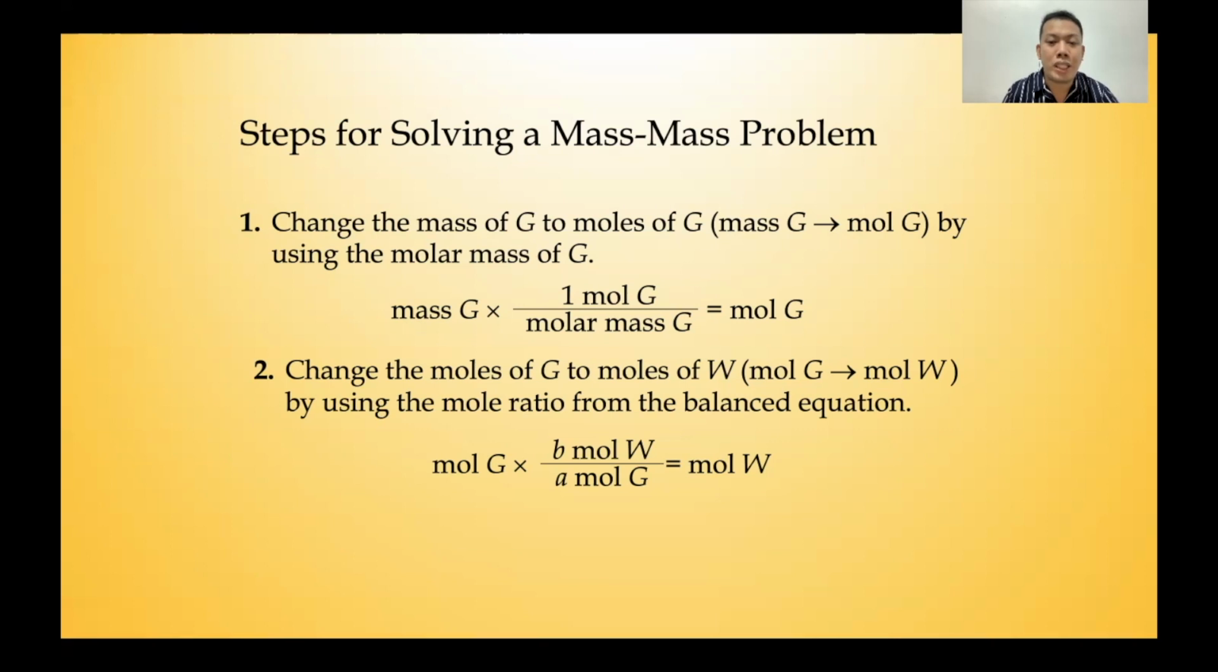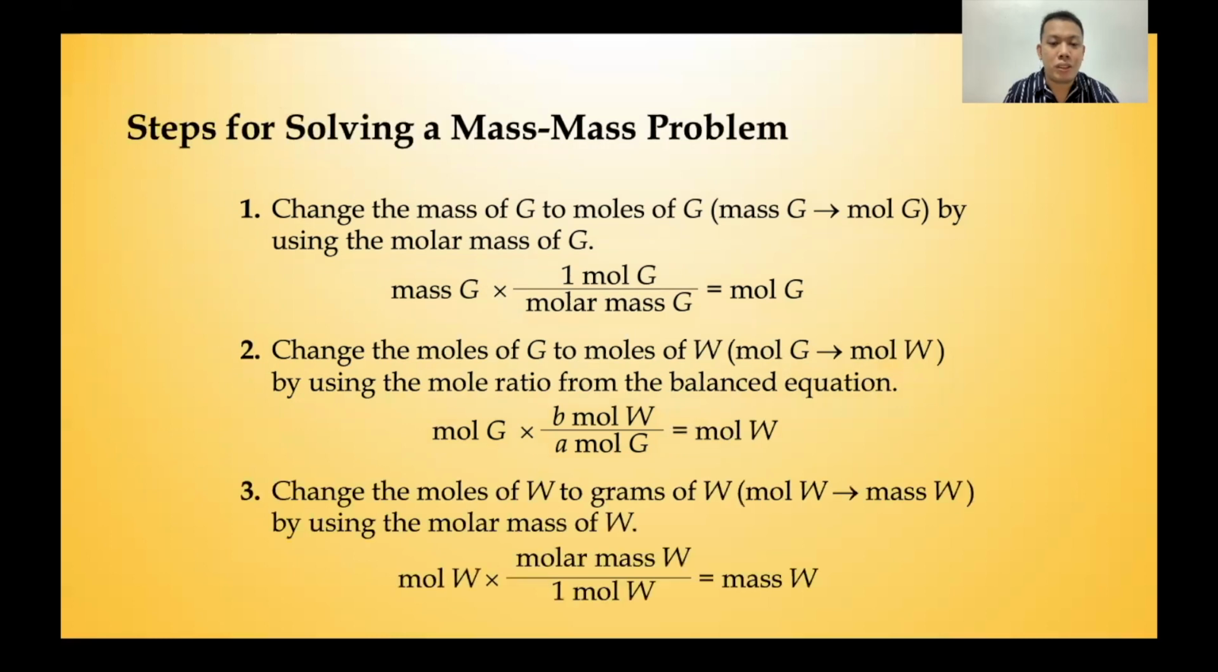So that you can cancel out the gram, the gram should be at the bottom, no? And at the end of it, you get mole as the last unit. So that mole can be used to convert to the mole of the wanted, provided that you follow the general equation. And then the third one is to change the mole of the wanted to grams by using the molar mass. In that case, you get the mass of the wanted.